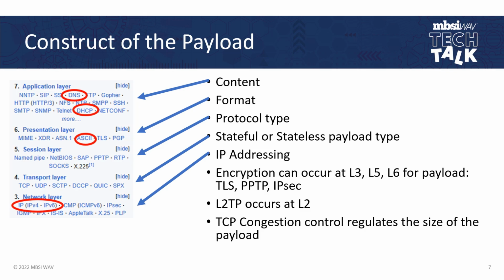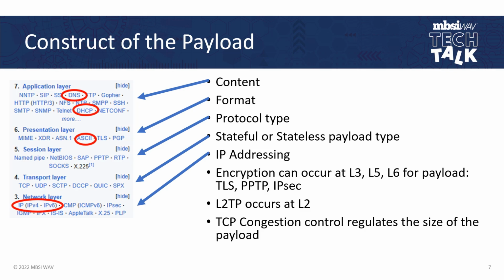Encryption can occur at layers 3, 5, or 6 for the payload, and I've listed a number of typical encryption types that are used above layer 3. Layer 2 tunneling protocol occurs, of course, at layer 2, in which case the encryption is done there. A key is transmitted to the other end, again in an Ethernet format, and then the scrambled frame can be decoded at the other end.